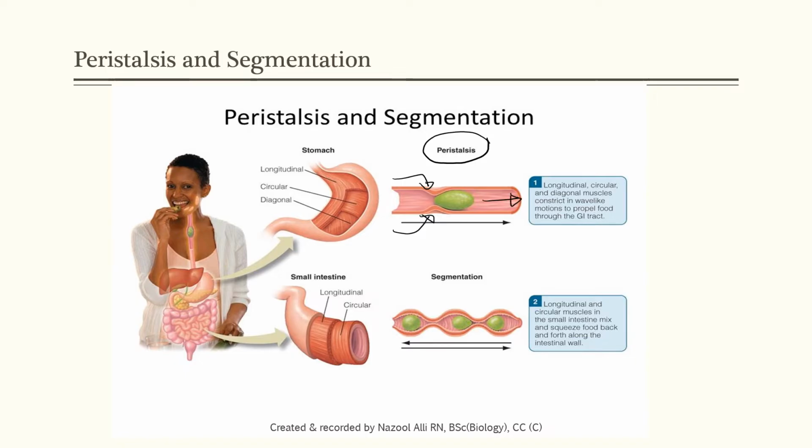through the GI tract. There's also a different process involved at the same time called segmentation. Segmentation mostly involves the longitudinal and circular muscles in the small intestine, where they squeeze food back and forth along the intestinal wall, all in an attempt to move food along and also allow for nutrients and chemicals to be absorbed from the small intestine.